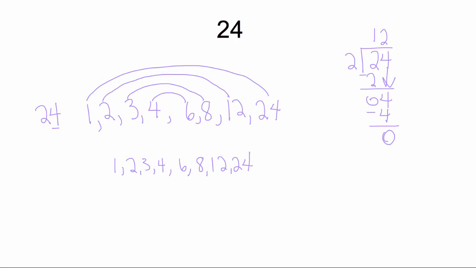Let's do one more example. 17. We're going to start with 1 times 17. The next number we go to is 2. This is an odd number. It ends in a 7, so 2 is not going to go in perfectly. So then we go to 3. I know that 3 times 5 gives me 15, and 3 times 6 gives me 18. So we've skipped 17, so 3 cannot go into 17.